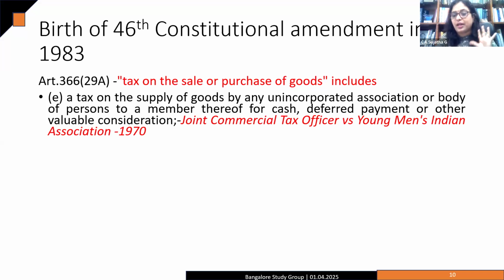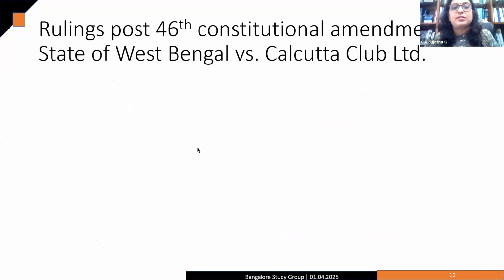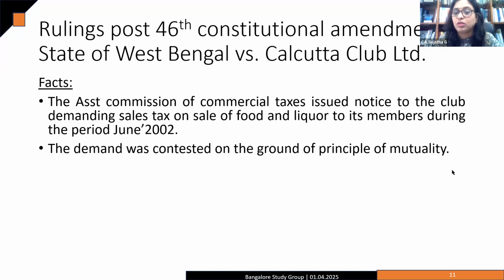Whereas after the constitutional amendment also, the Calcutta Club case started in the year 2002. Even much prior to Calcutta Club, there were Ranchi Club and Cosmopolitan Club. So many clubs went to High Court level. They proved that the concept of mutuality prevails over the constitutional provision. And then this Calcutta Club took the lead in the year 2002, and then they defended the case.